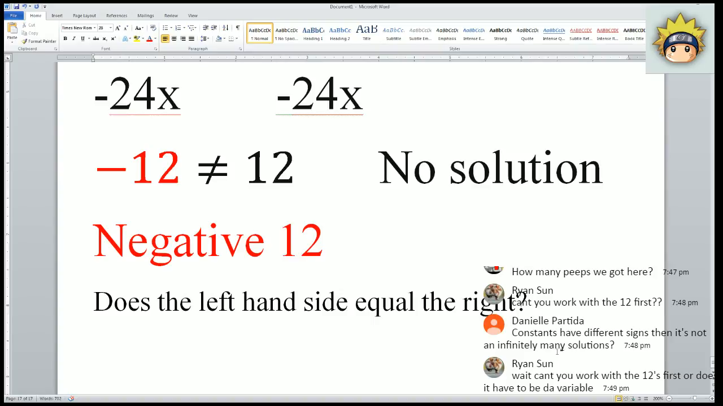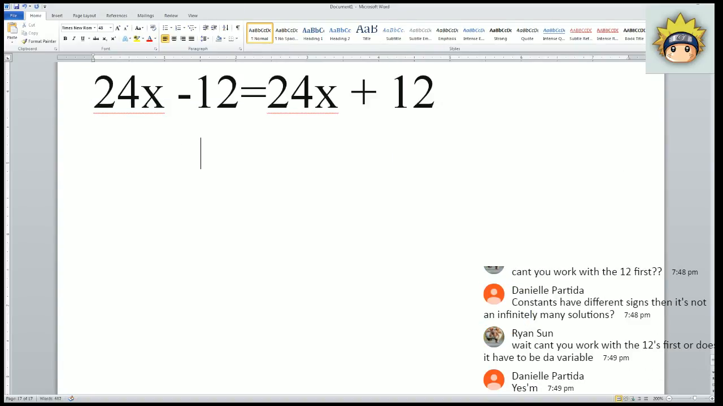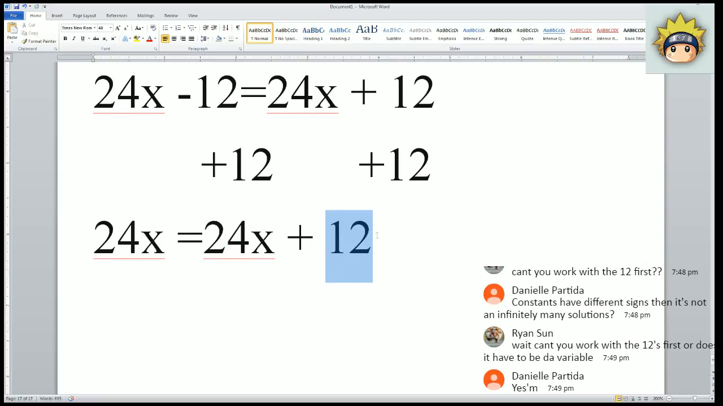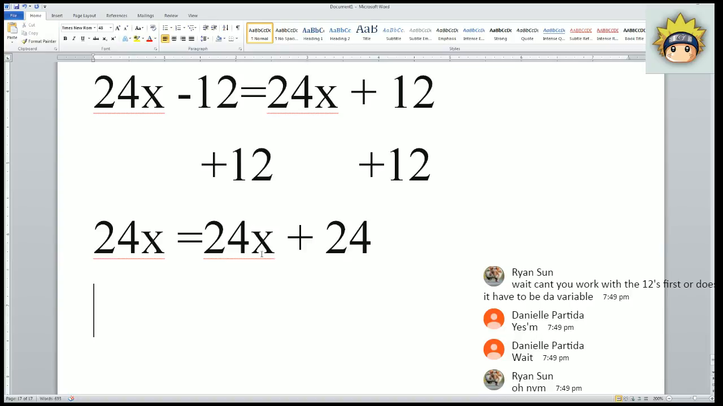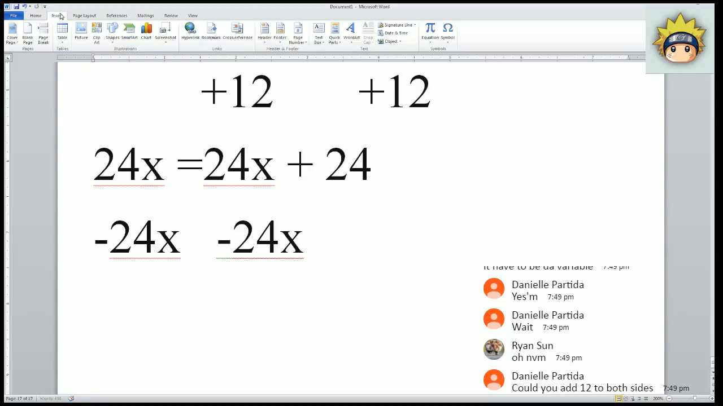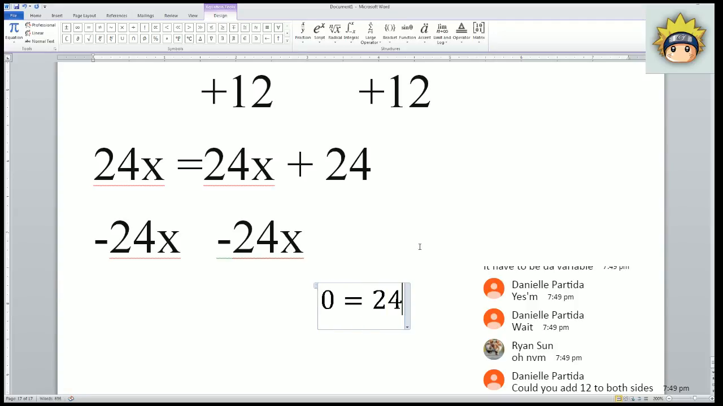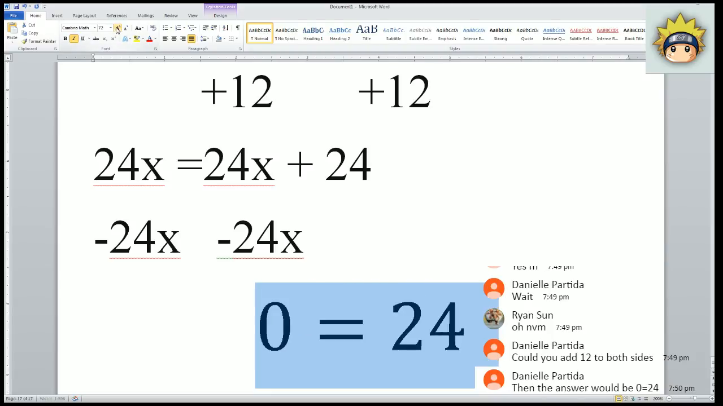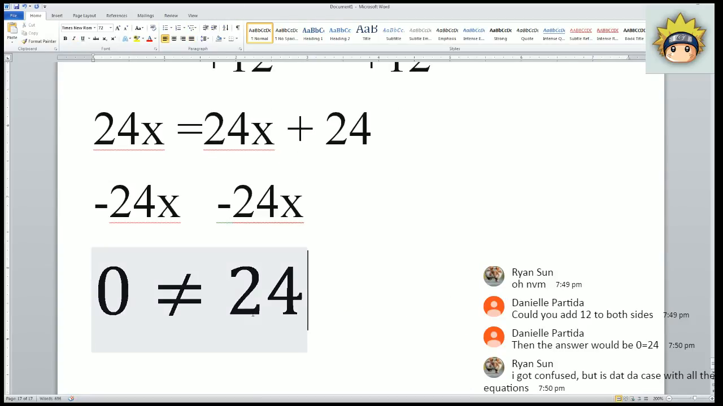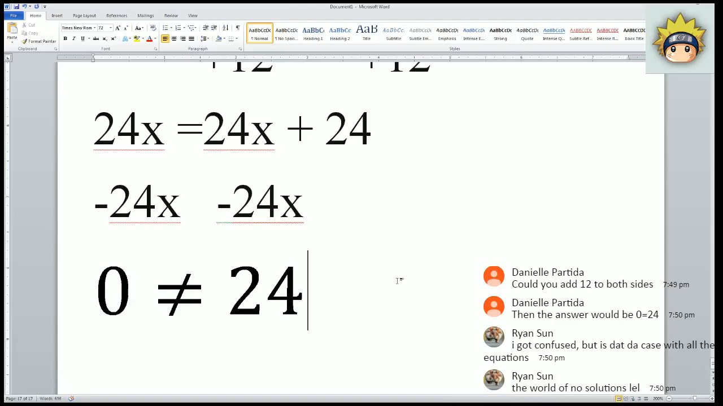Okay, Ryan's gonna make it complicated. Ready? Plus 12. Now what are you left with? 24, right? Is this correct, Ryan? Now subtract 24x. What happens? You are left with 0 equals 24. Please tell me a world where 0 equals 24, Ryan. Does that ever happen? 0 does not equal 24, so this is still no solution.